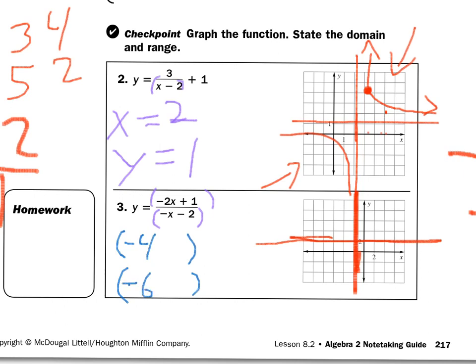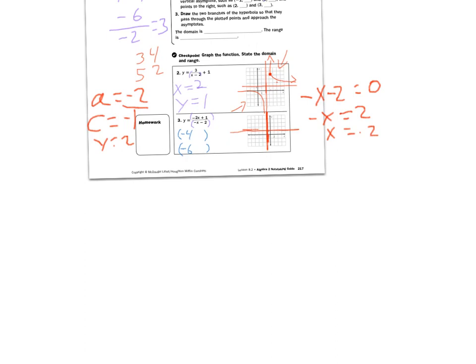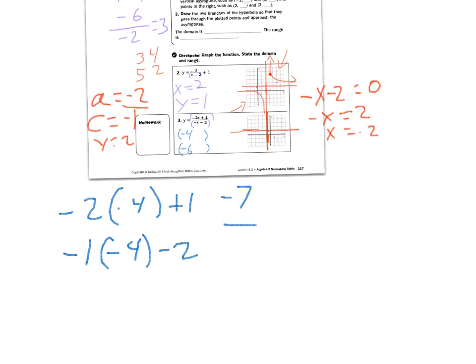If I put a negative 4 in there, I get negative 2 times negative 4 plus 1 on top, and on the bottom I get negative 1 times negative 4, or the opposite of whatever x is, minus 2. So I have negative 8 plus 1, which is negative 7, over 4 minus 2, which is 2. I get negative 3.5. So one of my points is (negative 4, negative 3.5). That's going to give me a real good idea of what's happening there.